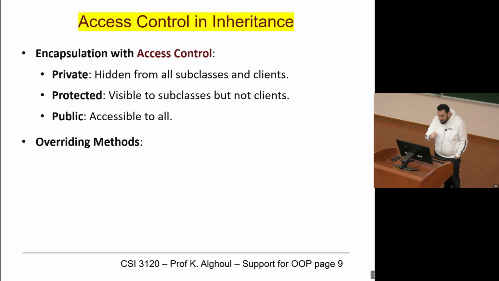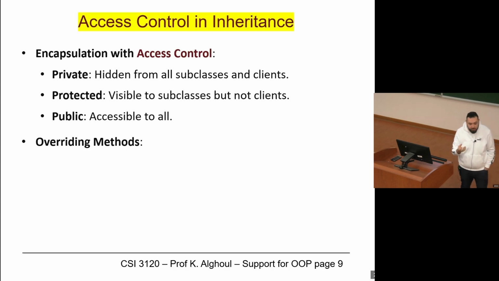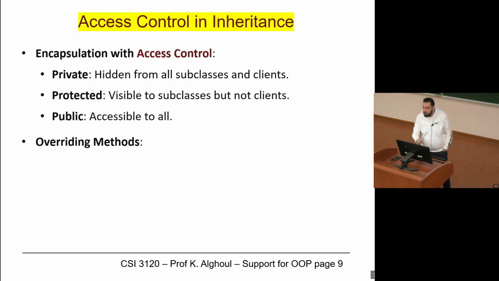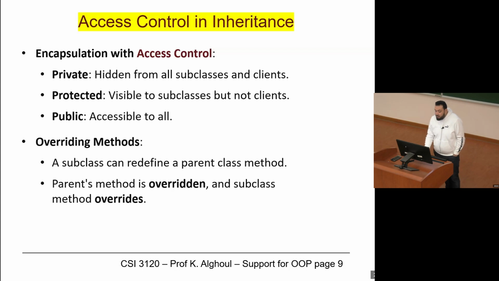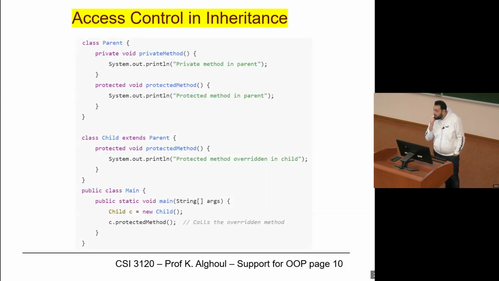Okay. So now, what do we mean by overriding methods? It's one of the main powerful things when we talk about object-oriented, and we kind of mentioned polymorphism, right? So overriding is when a subclass can redefine a parent class method, okay? A parent's method is overridden by the subclass method. So let's take a look here.